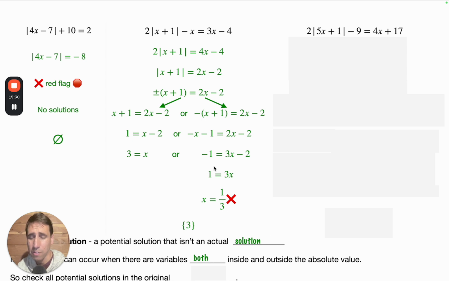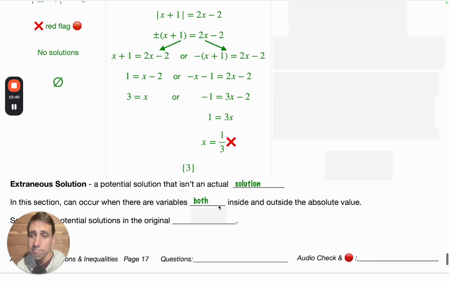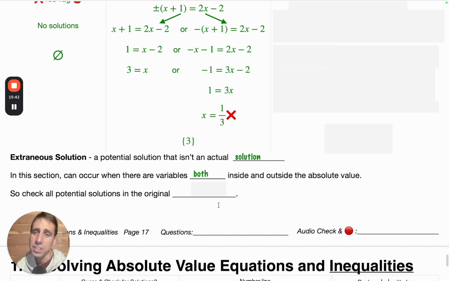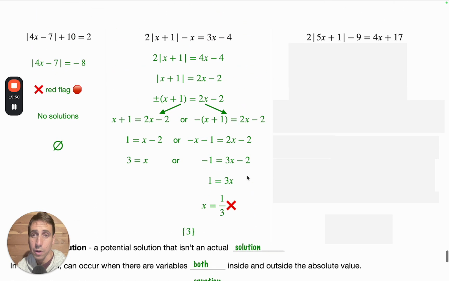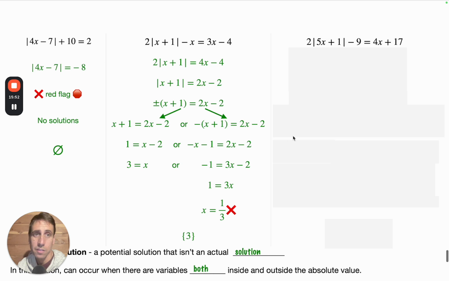It's just that somehow, for some reason, and maybe a more complicated reason that I'm not willing to discuss here and now, this actually is not going to work. I can show you the more complicated reason in class, if you like. So what you've got to do is check all the potential solutions in the original equation and only report the ones that work. This one works, this one doesn't.